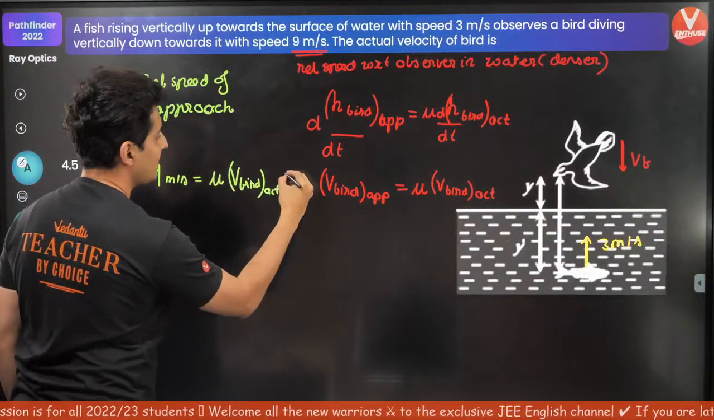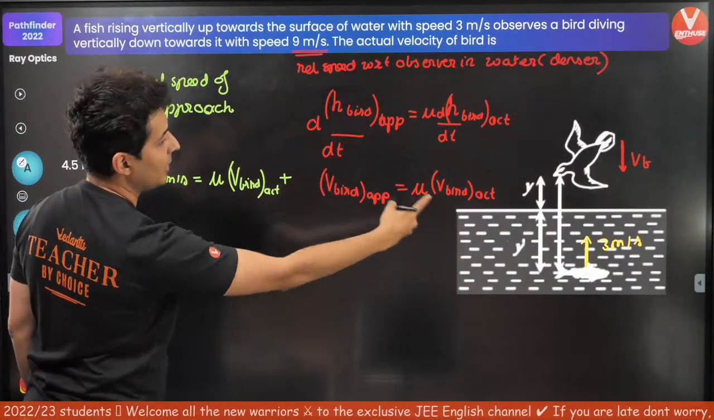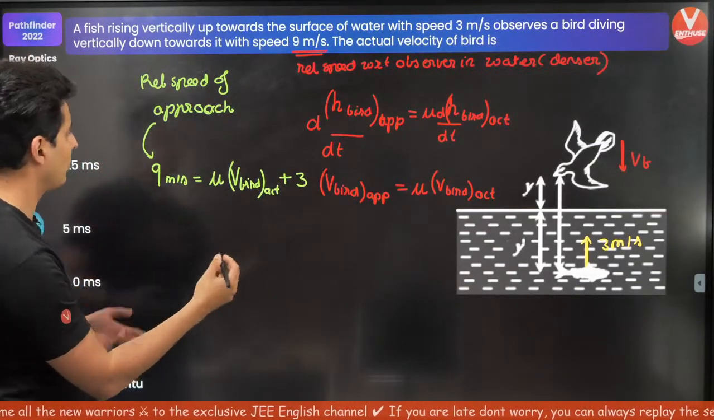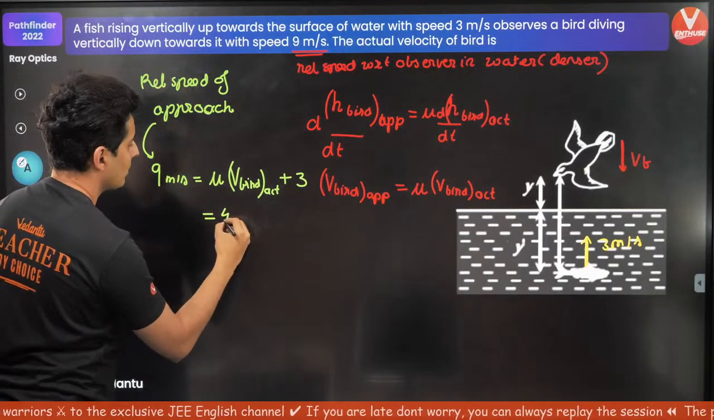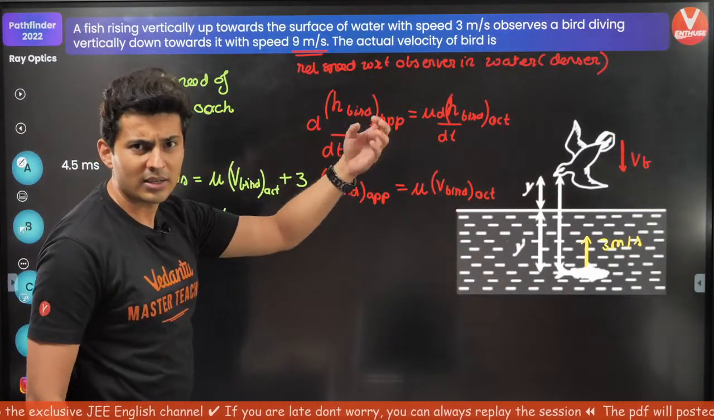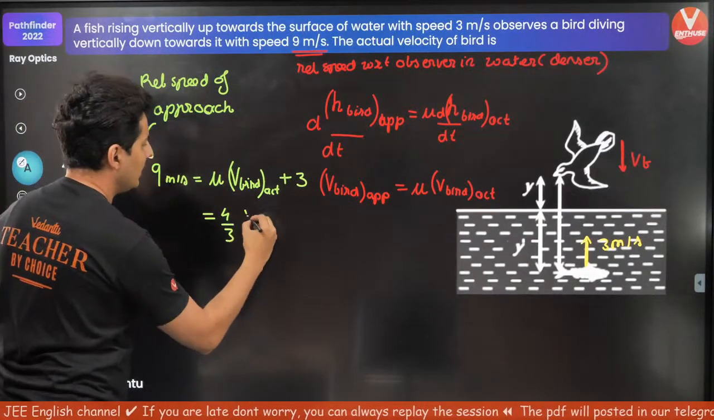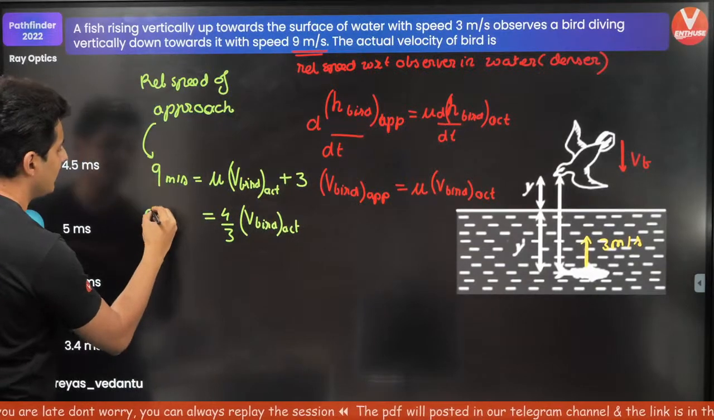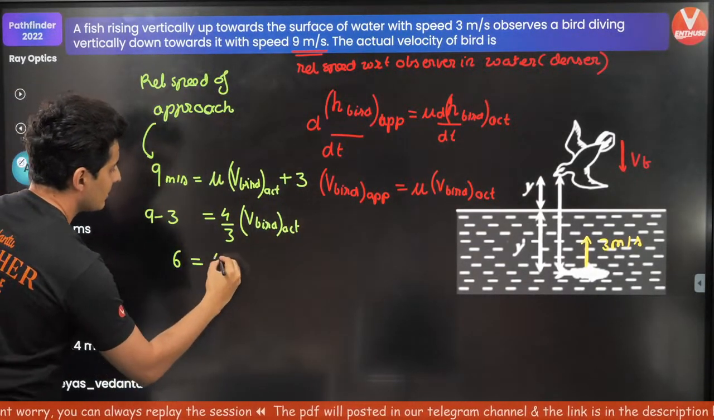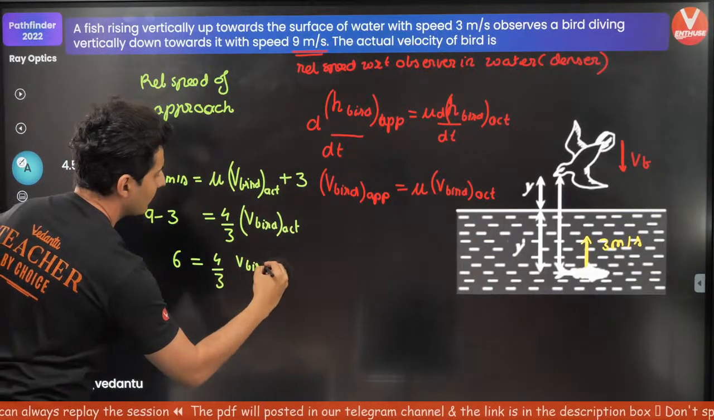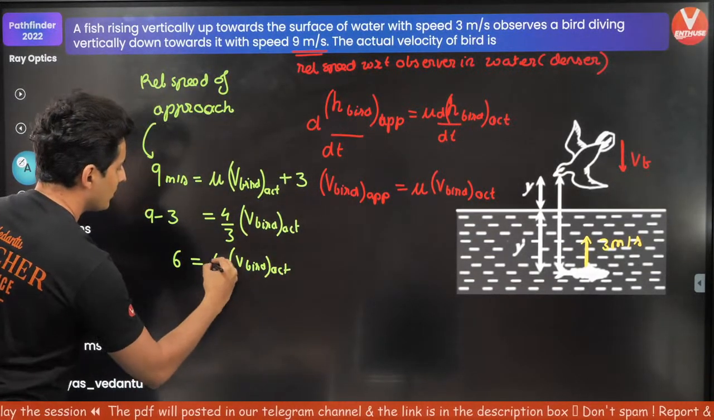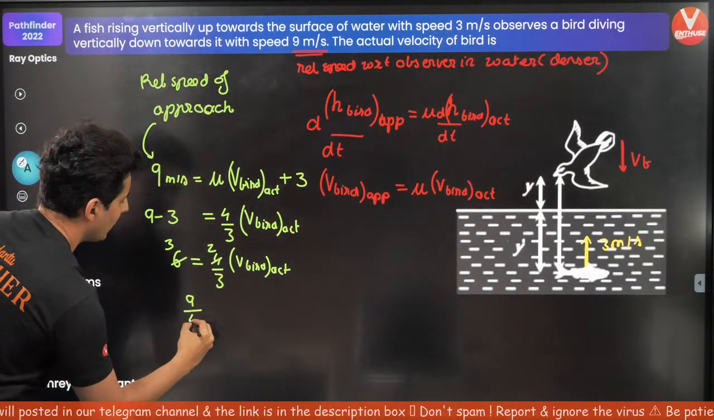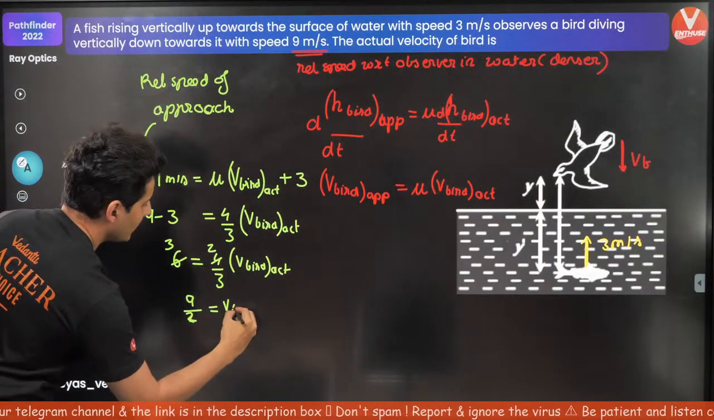This is your perceived speed plus the speed of the fish. What is the speed of the fish? It is 3. So, mu, I think we have to take it as 4 by 3, because it's water, and water's refractive index is 1.33. So, into velocity of the bird, which is actual. This 3 goes on the other side, so it will become 9 minus 3. This is 6. 6 is equal to 4 by 3 into the velocity of the bird, which is actual. This 4, this 6, this will be 2, this will be 3. 3 3s are 9. So, this will be 9 by 2 is equal to the velocity of the bird.